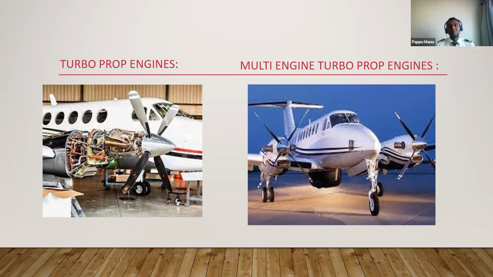Okay, next we have turboprop engines. As you can see in the diagram here, they are a little bit more powerful than a piston engine because they use a gas combustion inside to create what the pistons create.